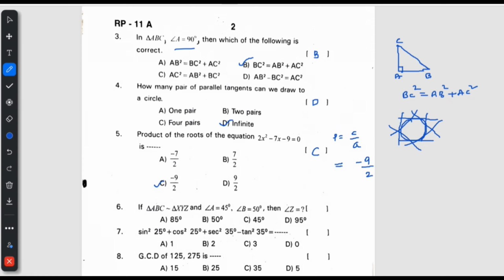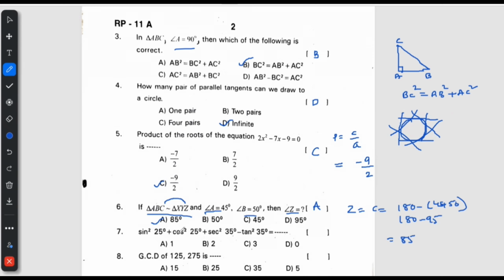In a triangle ABC, if triangle ABC is similar to triangle XYZ, angle A is 45 and angle B is 50. Angle Z is nothing but angle C, because the two triangles are similar, so the respective angles are equal. So Z measure is the same as C measure, which is 180 minus (45 plus 50). That is 180 minus 95 degrees, which is 85 degrees. The option is A.